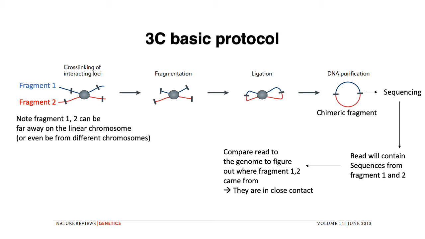When you sequence these chimeric fragments, the read that gets generated from a chimeric fragment will actually contain sequences from both fragment 1 and fragment 2, which again came from different parts of the genome. When you compare the sequence of this read back to the original genome sequence, you can figure out where fragment 1 and 2 came from, and you can therefore identify the fact that, at least in one cell, those two fragments that are far away on the linear chromosome were actually in close contact in 3D space.